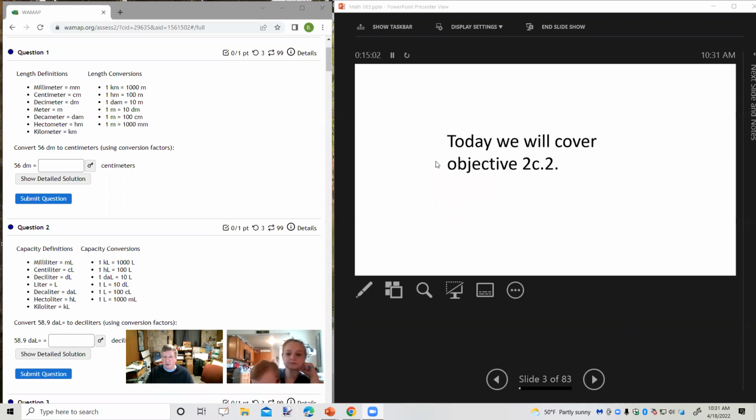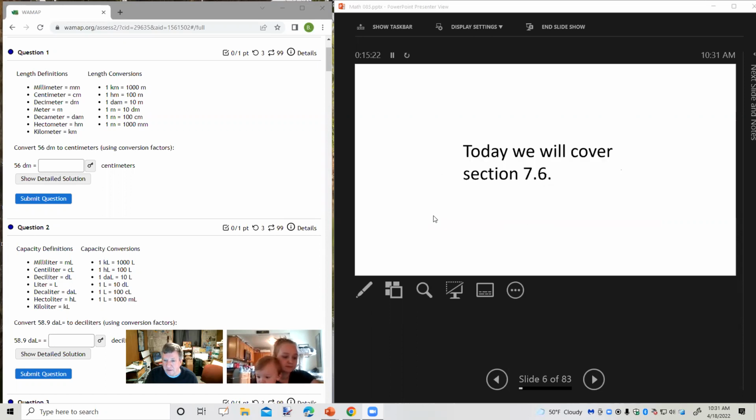All right, today we're going to take a look at objective 2C.2. We're still going to deal with converting units, only today we're going to look at the metric system as opposed to the American system. And then tomorrow we'll look at converting back and forth between the metric system and the American system.